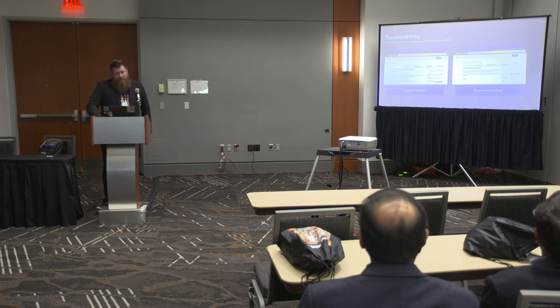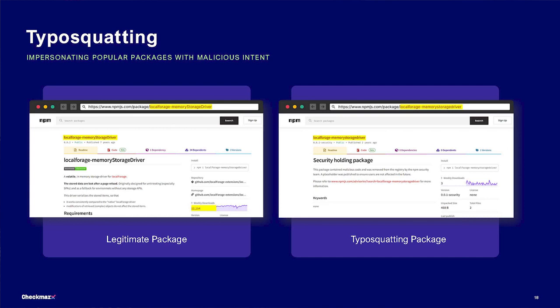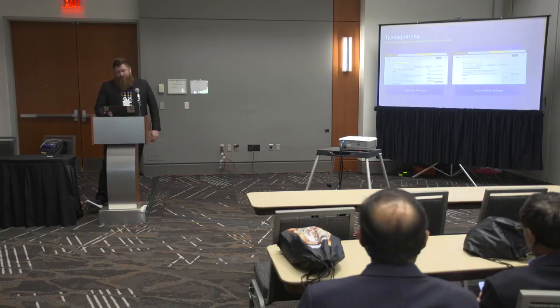So you can see with the legitimate package, it's a little blurry there, but it's localforage dash, and then you have camel case memory storage driver on the left. On the right, it's all lowercase, and that's the typosquatting package. So one of them is legitimate, the left one's legitimate, and then the right one is actually malicious. So it's hard to decipher at times.